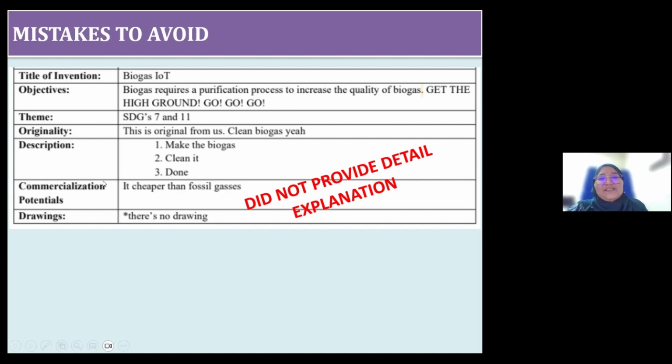Okay, so here in the description, they just said, make it a biogas, clean it, done, that's it. So it didn't spell out or answer those questions. In this one also, they didn't provide elaboration and justification for their answer. Looking at that, the commercial potential is "cheaper than fossil gases." Yes, I know you have to think about the future, but you can add more elaboration to whatever you meant. What is your future plan? How are you going to do it? What is your next step, for example? And plus, there's no drawing.